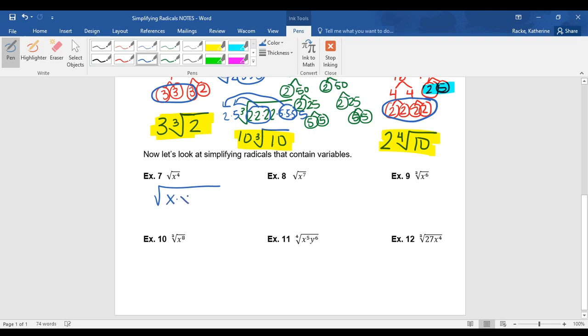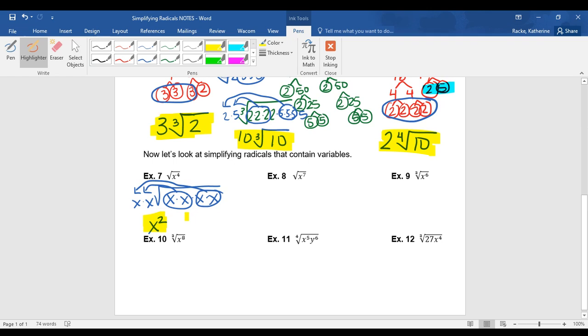So if I think about it, I have 4 x's because that's what x to the 4th means. I'm looking for a group of 2, and I have 2 of them. So I'm going to pull that outside. So I'm pulling out 2 x's. If I multiplied 2 x's together, I would get x squared. And that would be my answer because I have nothing left on the inside here.